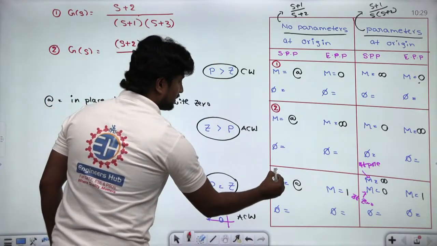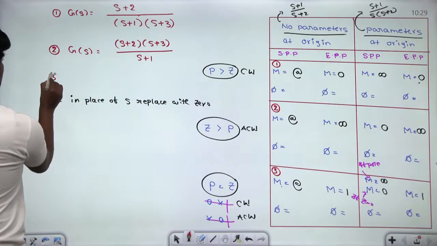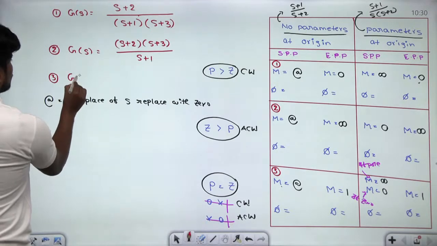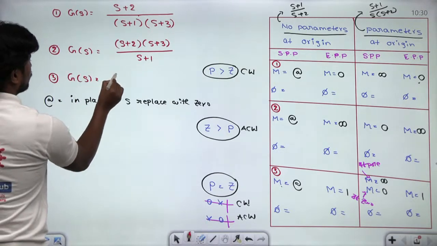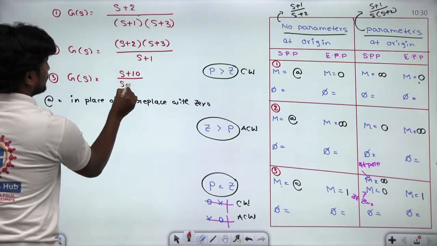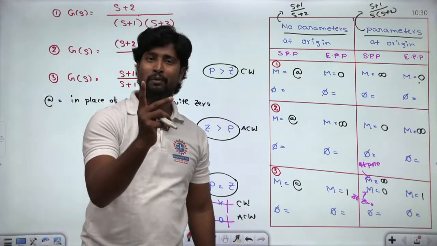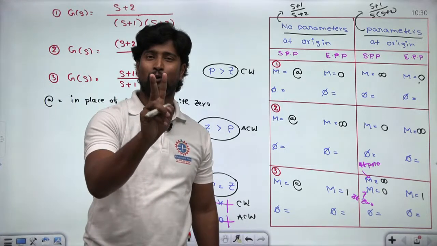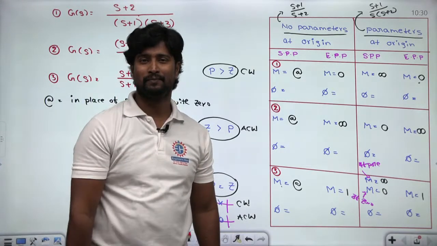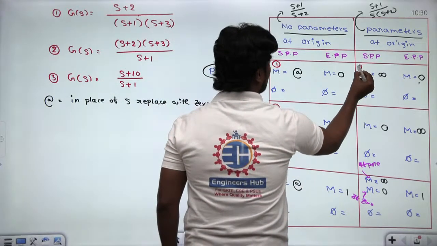So this is case number 3. Case number 3 example is G(s) equals (s+10)/(s+1). Check once. Here the number of poles equals 1 and the number of zeros equals 1. So the number of poles equals the number of zeros, right? Like that. Fourth case, what is the example?